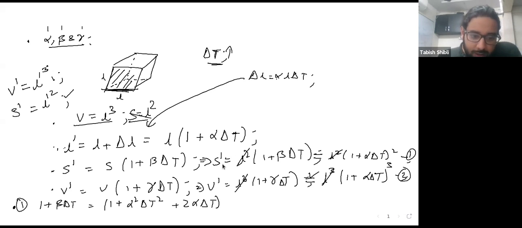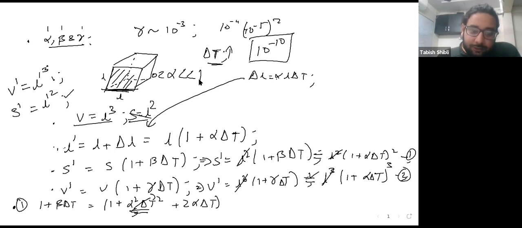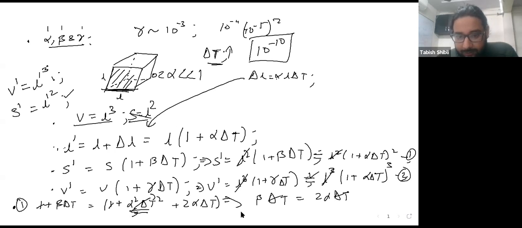Okay, now we have already seen that our gamma, for an ideal gas, was of the order 10⁻³, and for solids and liquids 10⁻⁴, 10⁻⁵, right? So the alpha square term, if alpha is 10⁻⁵, will be 10⁻¹⁰. What a small number, right? So that is why we can ignore this number. Since alpha is smaller than 1, it is still greater than 0 but smaller than 1, so you can ignore the alpha square term. So this implies, and the 1 obviously cancels out, beta delta T is equal to 2 alpha delta T. You can cancel out the delta T's. What do you get? You get beta is equal to 2 alpha.